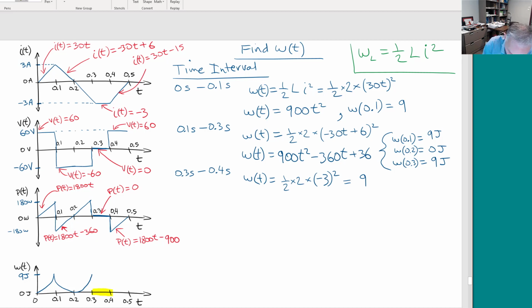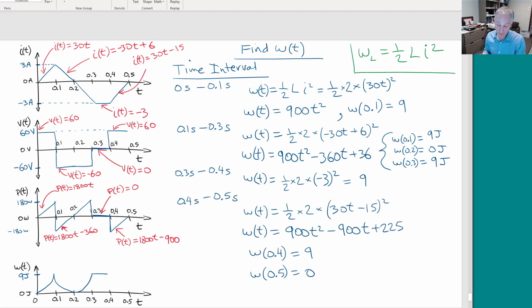Then let's do the next time interval. So we're doing the time interval here. So power was 0, what's going to happen? Let's work it out. So energy is 1/2 L I squared. I is minus 3 in that line segment. We square it, and we get 9. That's a constant. So over here, it's going to be a constant at 9. So that's the line segment.